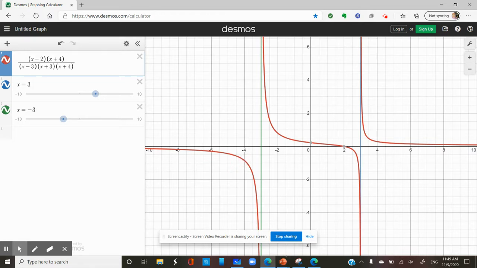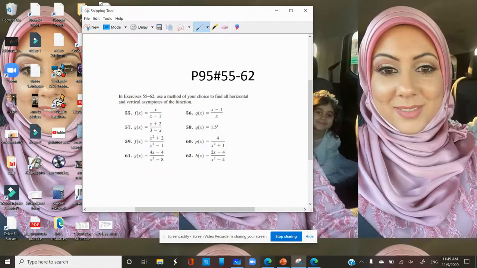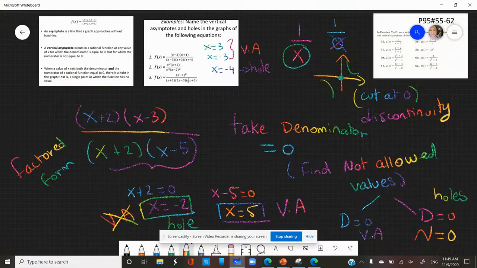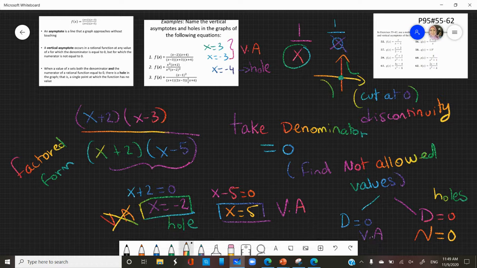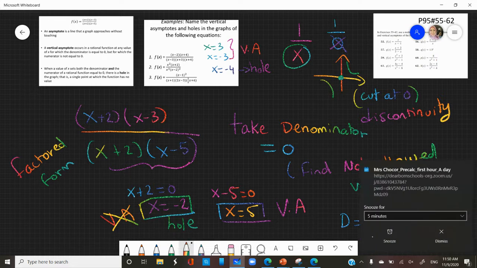So now it's your turn to apply this concept. You're going to do examples on page 95, 55 through 62. The first time you found the horizontal asymptote; now you're going to try to find the vertical asymptote. Keep in mind that if your denominator is not factored nicely, you have to factor the denominator first.